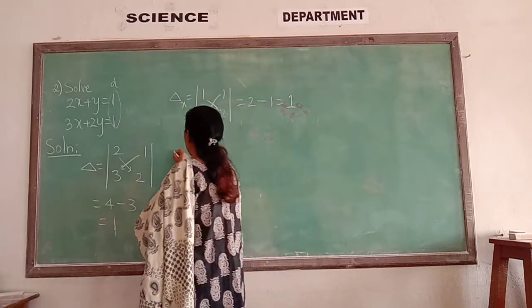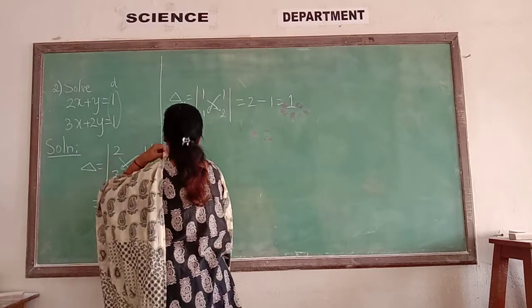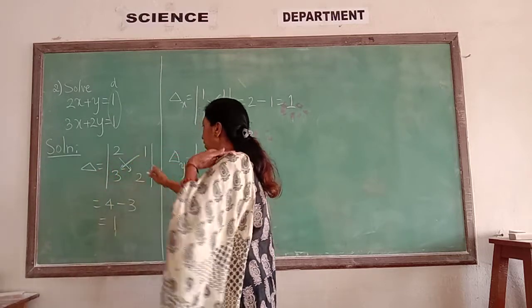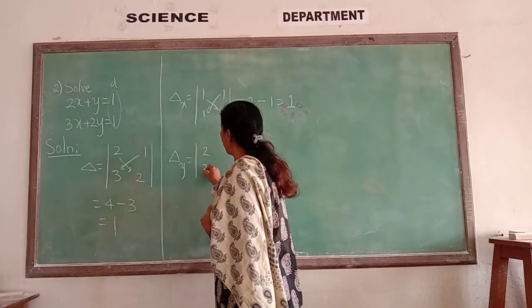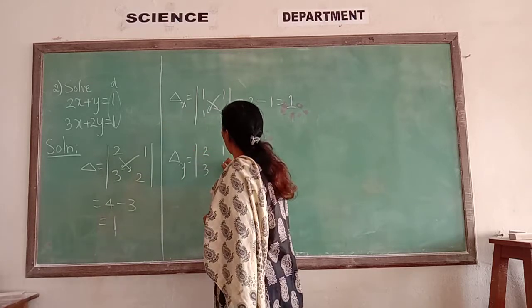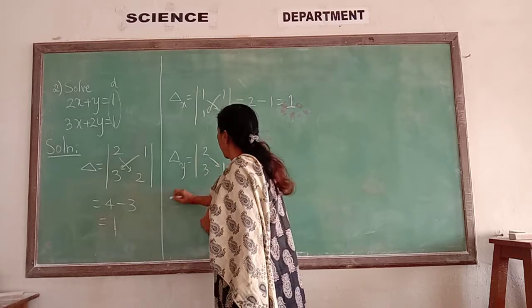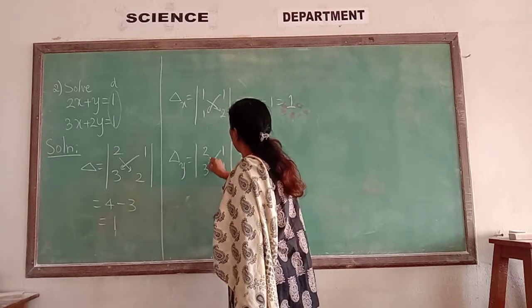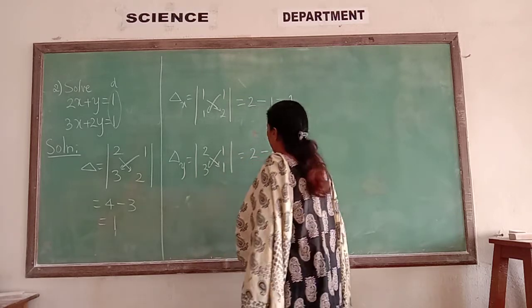Then again find delta y. Delta y equals to. Now you have to replace the y coefficient column, the second column. The remaining values have no change. So 1 and 1 you have to write on this side, then cross multiply. 2 1s are 2, minus 3 1s are 3, equals minus 1.